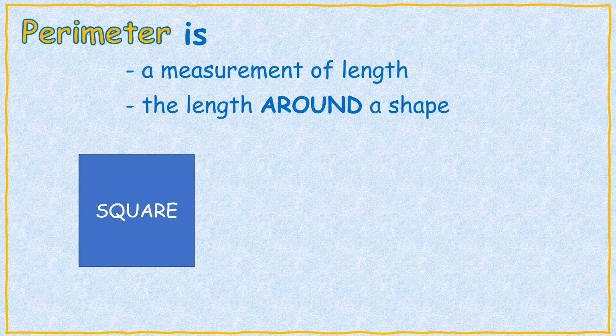For example, a square. I would add each one of these sides 4 times. So P equals side plus side plus side plus side.